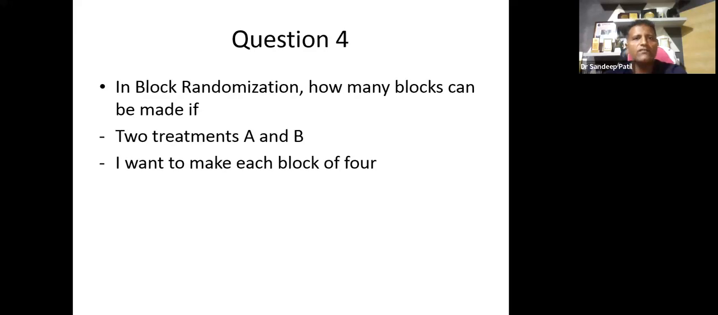I will go ahead. Question number 4 is on stats. In block randomization, how many blocks can be made if two treatments, treatment A and treatment B, are there, and I want to make each block of 4? So how many blocks can be made? Please answer in the chat box. In block randomization, how many blocks are made if there are two treatment options, treatment A and treatment B, and I want to make each block of 4.